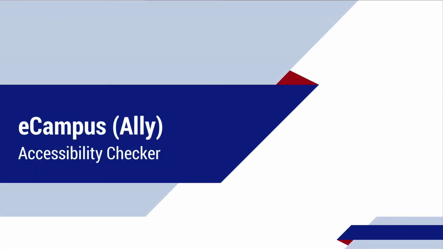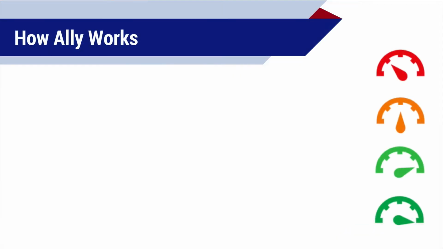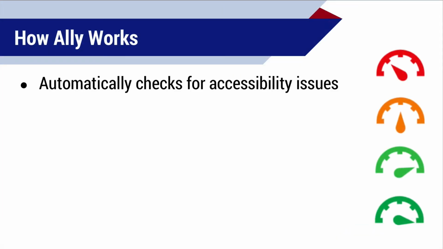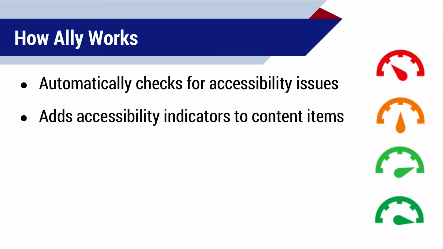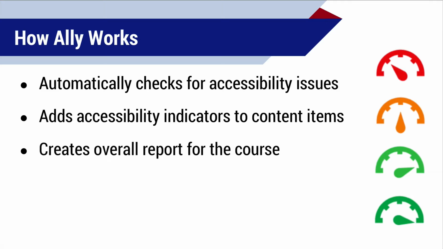If you thought it was helpful to be able to check individual files for accessibility, you'll really enjoy Ally, the accessibility checker that was added to eCampus in September 2019. With Ally, you can check an entire course. Ally works by automatically checking for accessibility issues in eCampus. It then adds indicator icons beside content items in the course, as well as creating a summary report to help the instructor identify priorities for revision.